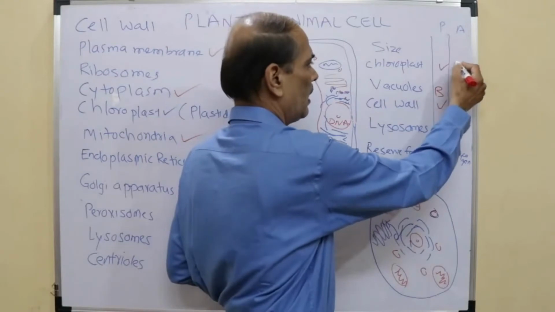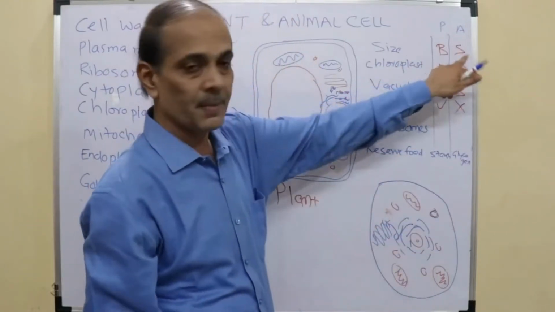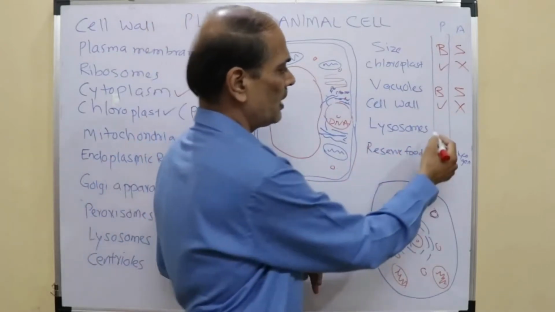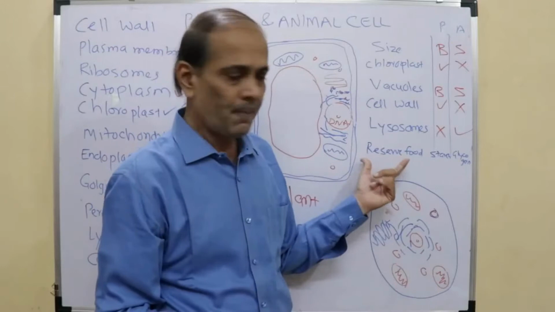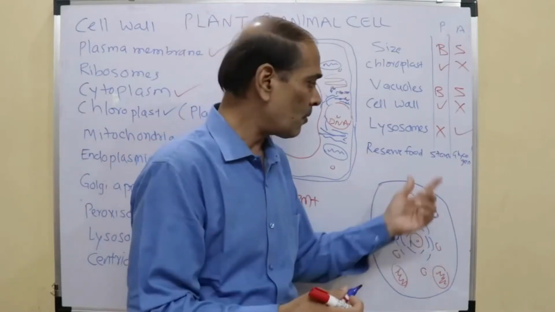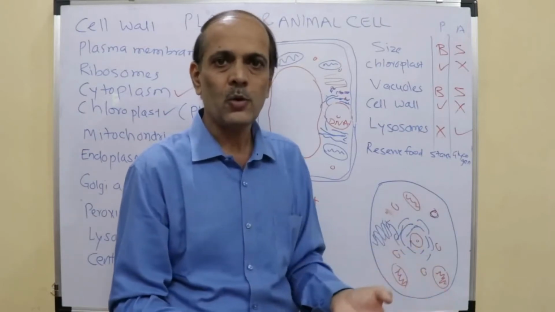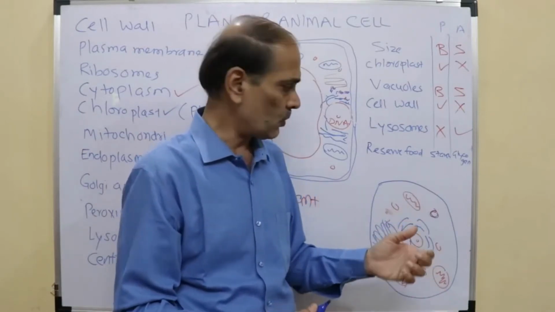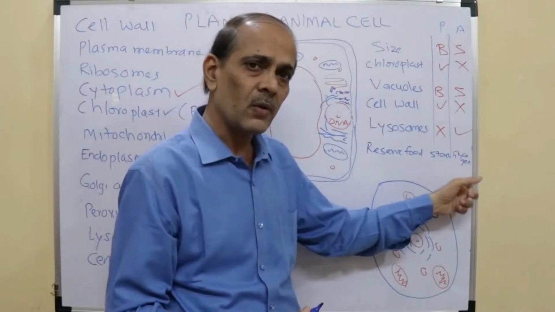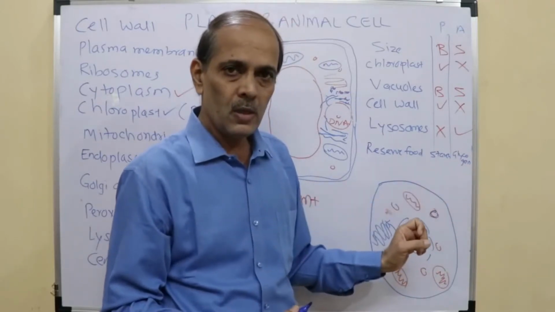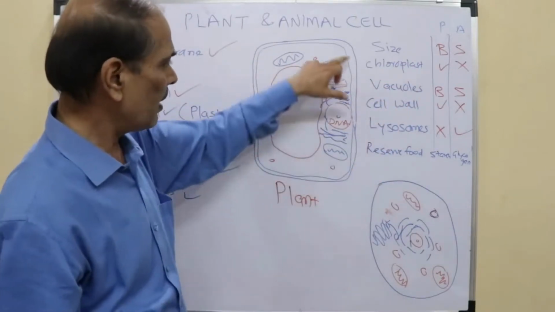Chloroplast present, absent. Size is big, small. Plant, animal. I am comparing this. Lysosomes, it is absent here, it is present here. Reserve food. See, plants have reserve food in the form of starch. We say starchy food, like potato and so on. They are starchy foods. But in animals, it is reserved in the form of glycogen. So some differences are definitely there. We have discussed the cell wall and so on.